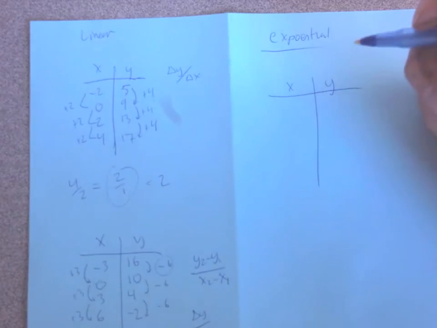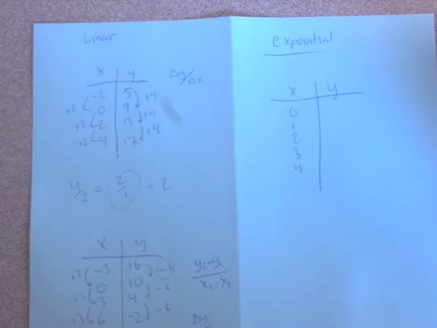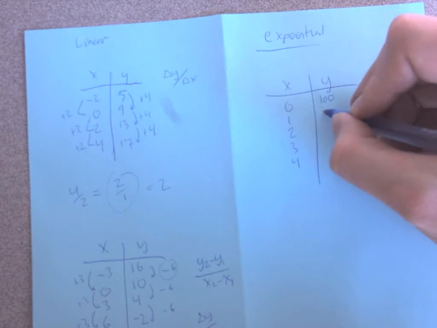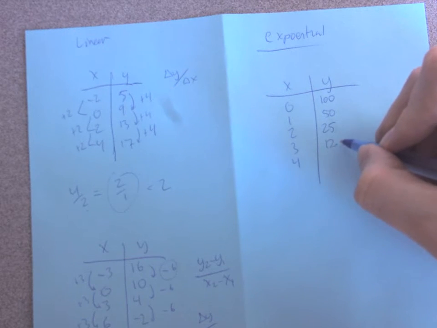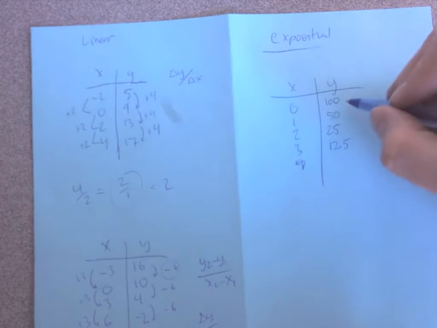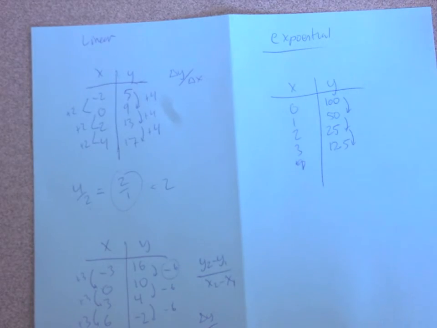Okay, so let's go, we'll just do 0, 1, 2, 3, 4 again. Okay, and let's go 100, 50, 25, 12.5, and let's just stop there. Now what we're doing here is it looks like we're dividing, right? And that's true in a sense.